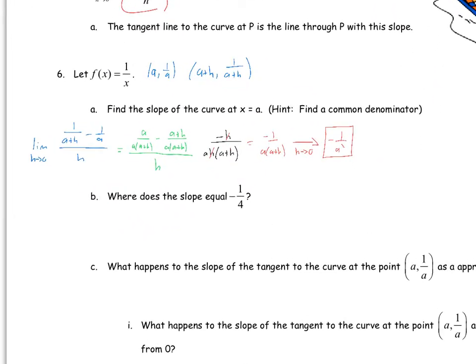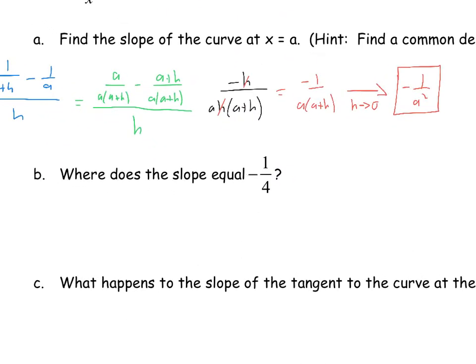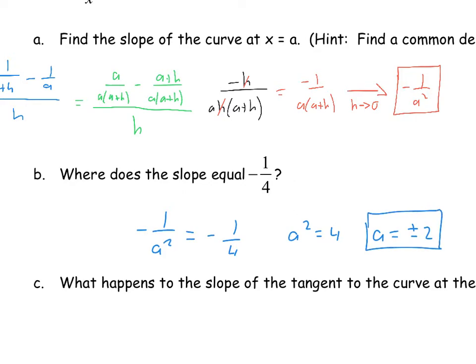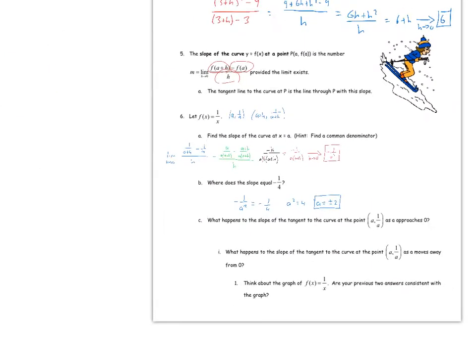Part B says, where does the slope equal negative 1/4? Well, the slope is negative 1 over a squared. That is a representation of the slope. And we want to know when that equals negative 1/4. Well, that's the same thing as saying when does a squared equal 4? So it's at a equals plus or minus 2.